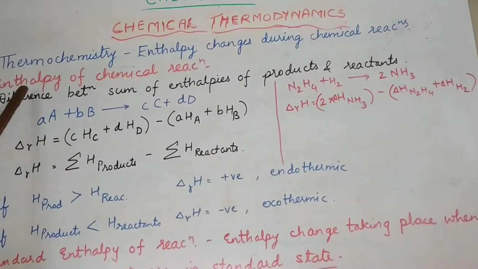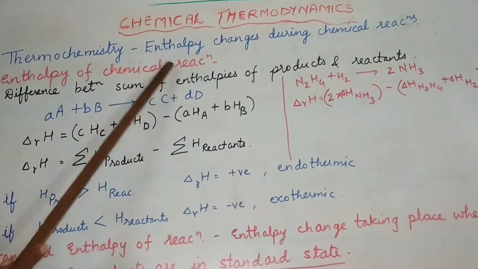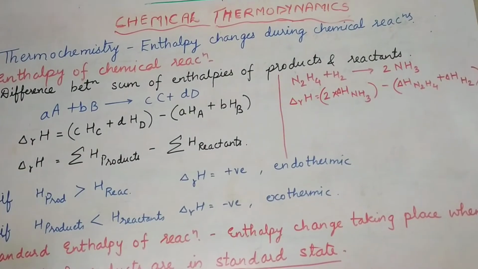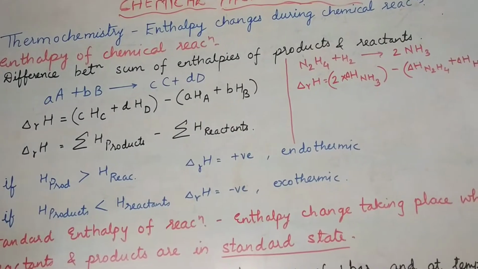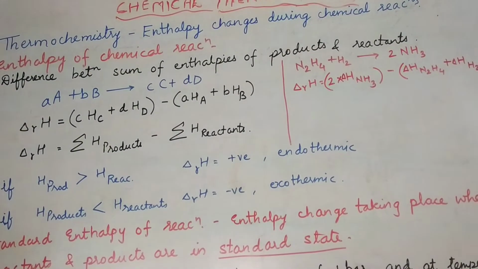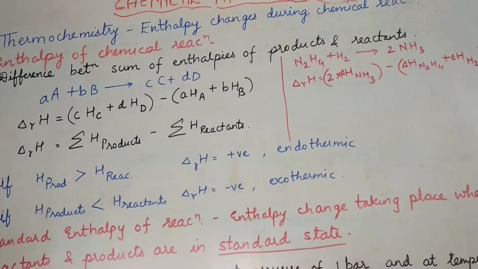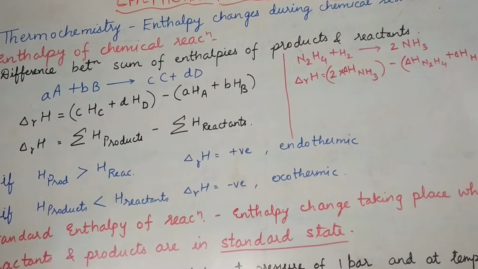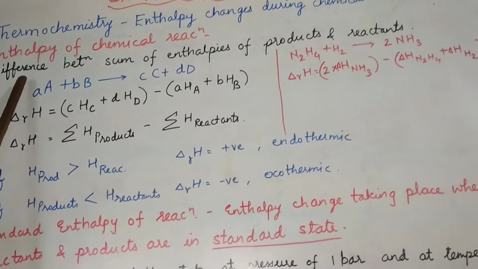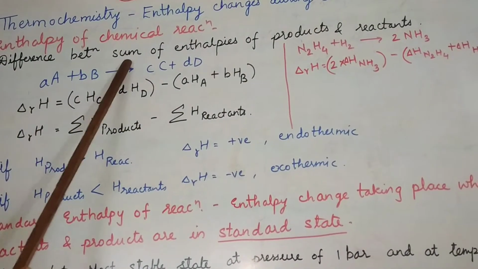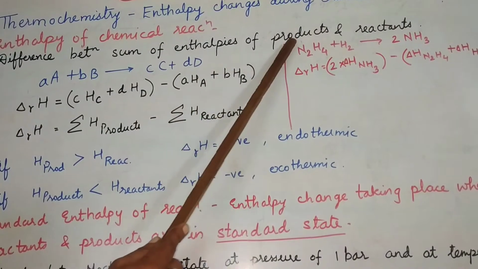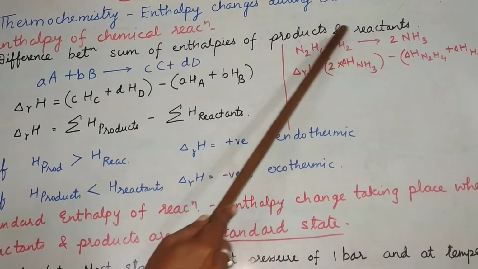Then how to calculate that enthalpy of a chemical reaction? If you are given a chemical reaction, how to calculate the heat change that is taking place in that reaction? That is the enthalpy of that chemical reaction. How to calculate it? A very simple and straightforward formula is there for that. So how do we define the enthalpy of a chemical reaction? It is the difference between the sum of enthalpies of products and reactants.